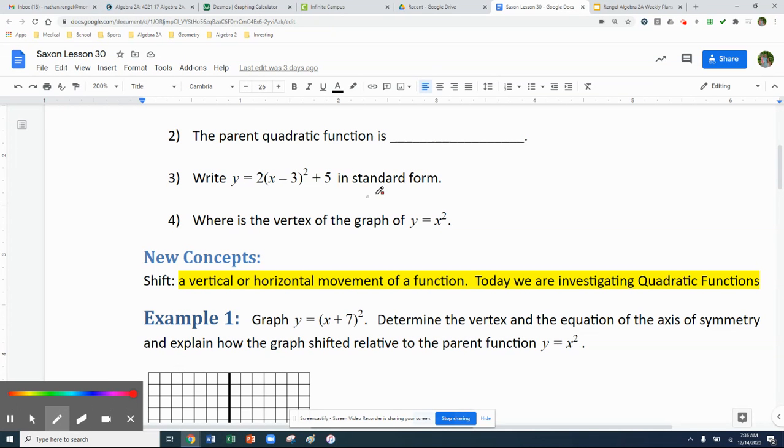So number 4, it's asking where's the vertex of y equals x squared. And also number 3, this is going to be a review from lesson 27. If you watch the video I made, I go over that problem. But in the essence of time, we're just going to look at number 4. So what is the vertex of the graph y equals x squared?